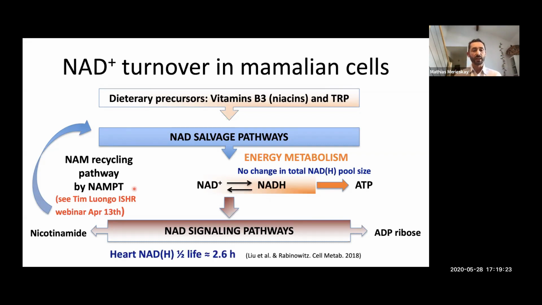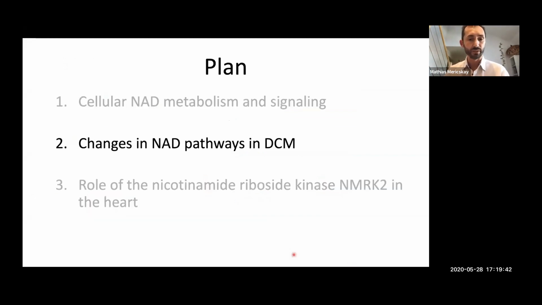So altogether, these signaling pathways and processes induce a turnover of NAD which is quite high. In the heart, it has been calculated by a study from the Rabinovich lab to be around 2.65 hours. So quite a high turnover of NAD in cardiac cells. Let me now go to the second part of my talk and tell you more specifically what happens with the NAD pathway changes in DCM.